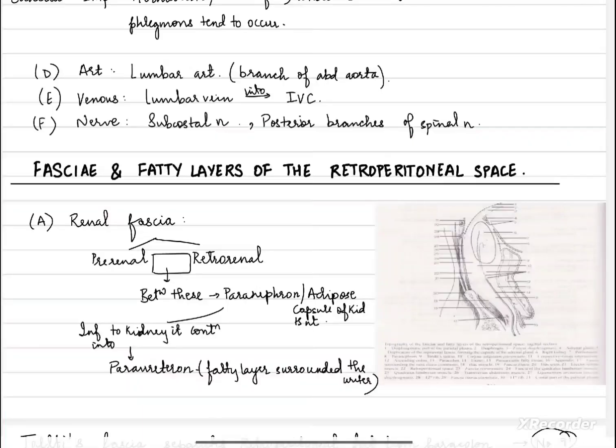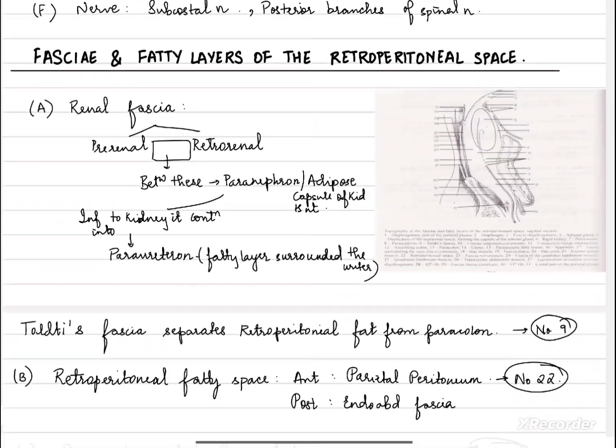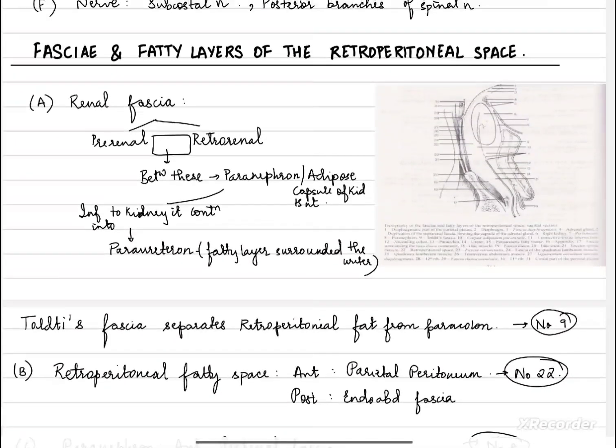Now we move on to the next subtopic, fascia and fatty layers of retroperitoneal space. Now first is renal fascia. This renal fascia is divided into pre-renal and retrorenal. Pre means before, retro means behind. Now between this pre-renal and retrorenal fascia there is paranephron, which is the adipose capsule of the kidney.